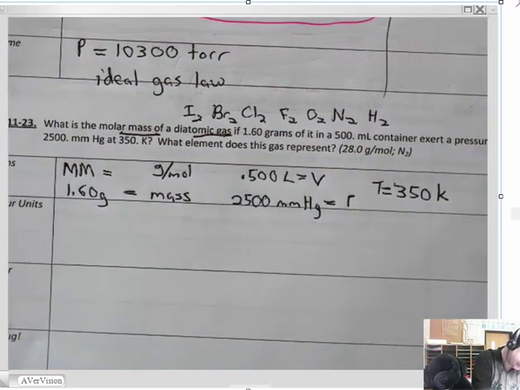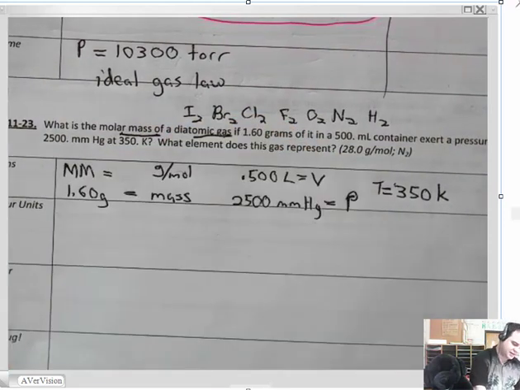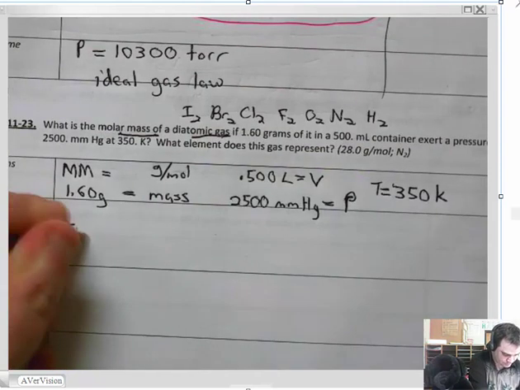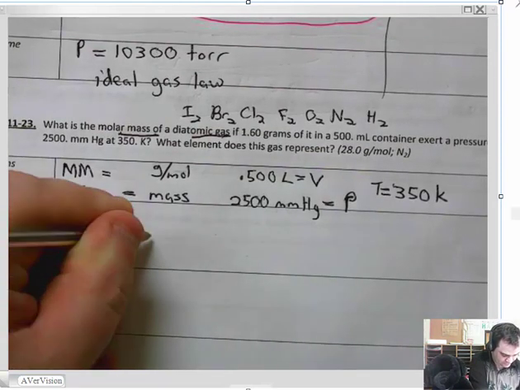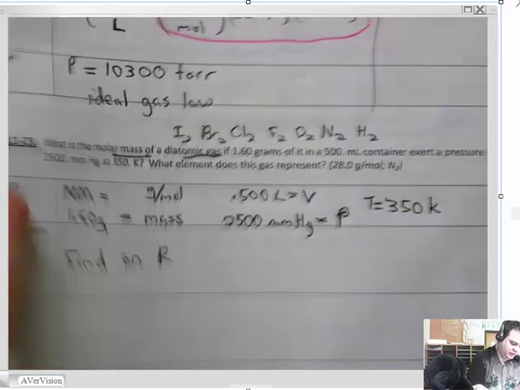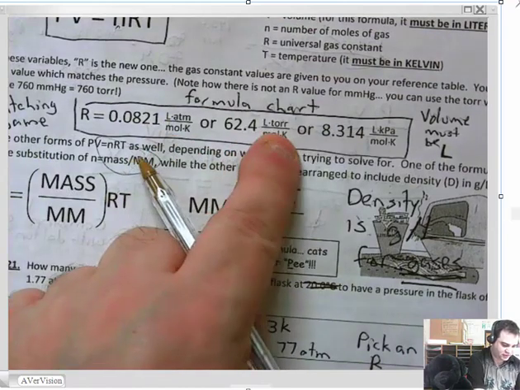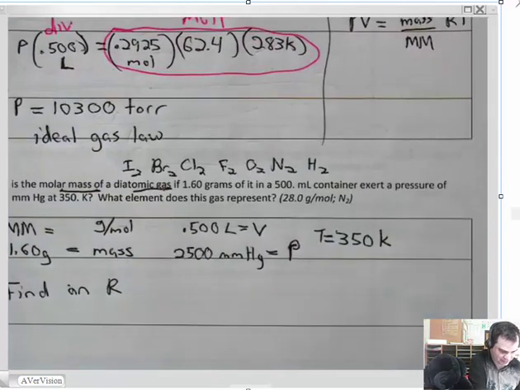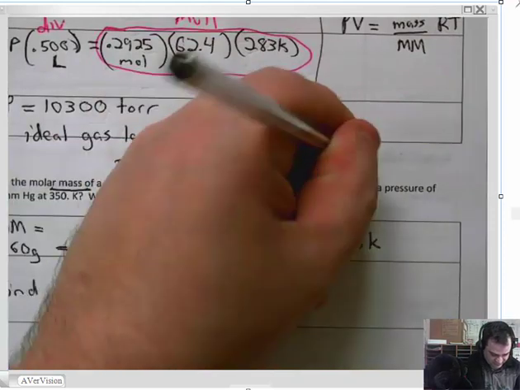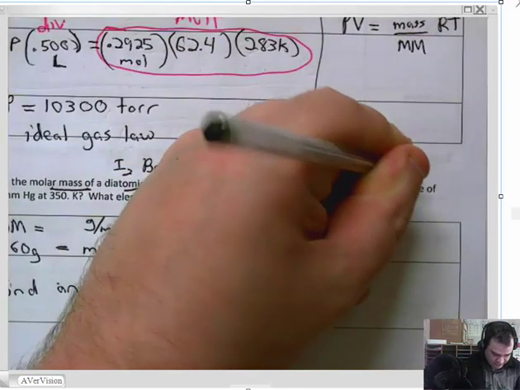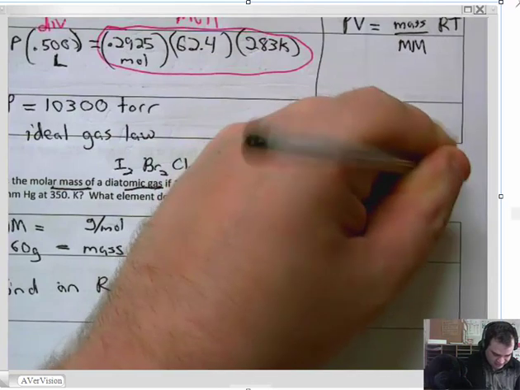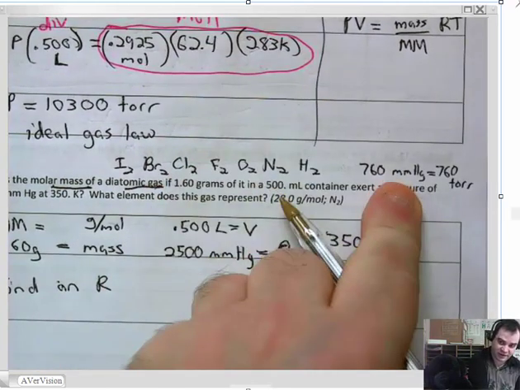I know. Okay. So how are we going to solve this problem here? Again, we're going to have to find an R. So we're looking for an R here. So liters, atmospheres, moles Kelvin. Nope. Liters, torr, moles Kelvin. Nope. Liters, kPa, moles Kelvin. Okay, so that's a problem, because my pressure is in millimeters of mercury. But remember, 760 millimeters of mercury equals 760 torr. So when it says millimeters of mercury, it's really torr.